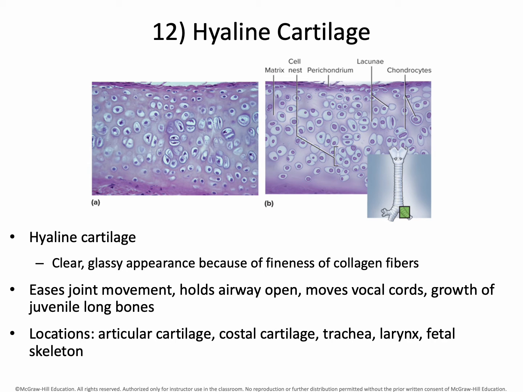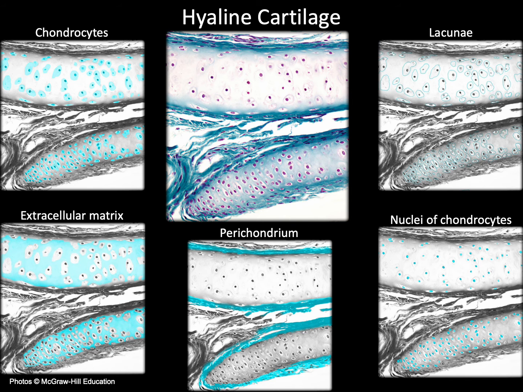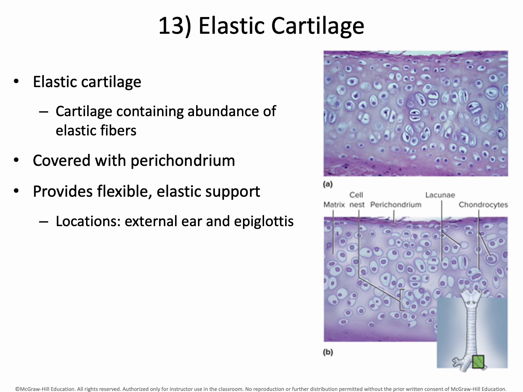Hyaline cartilage is often known as articular cartilage. You see it in the trachea and costal cartilage, and the ends of long bones, and that's what our fetal skeleton started off as. Our skeleton started off as a cartilage mold, and eventually that hyaline cartilage turned to bone, became ossified. So again, very clear extracellular matrix outside those lacunae. No fibers whatsoever in hyaline cartilage.